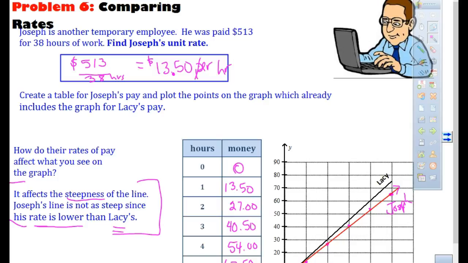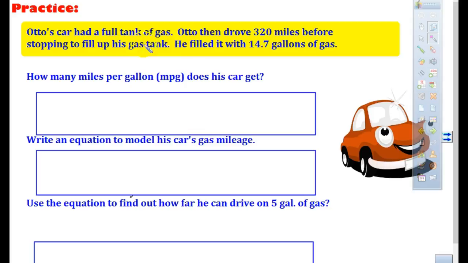All right, next one. We're talking about Otto's car has a full tank of gas. He drove 320 miles before stopping to fill it up. When he stopped, he put in $14.7. The first thing it says is miles per gallon. There's one question in your homework where it says to do gallons per mile or something like that. You gotta make sure you put the right unit, right?